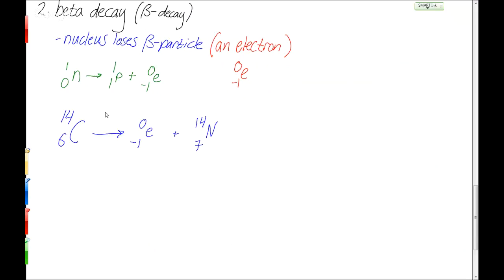All right, so here, try one of those. This is a medically important isotope, phosphorus-32. Oh, here, you can do it. See if you can complete the equation for the beta decay of phosphorus-32.